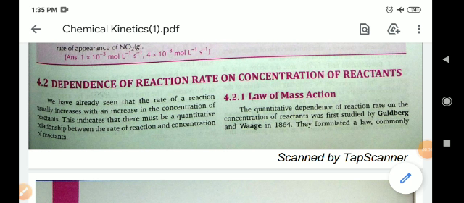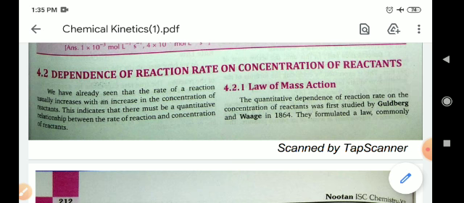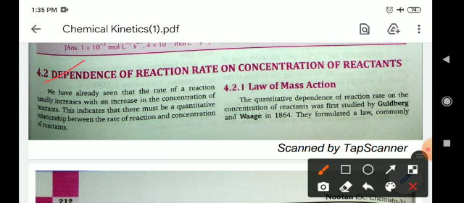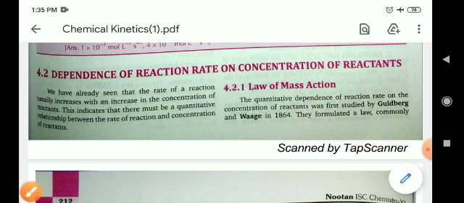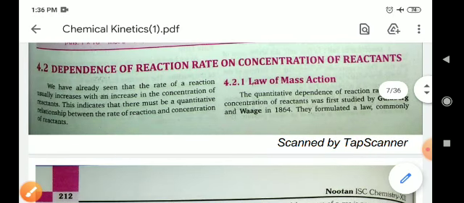Today in this class we will discuss the second part of the chapter chemical kinetics. Today in this portion we will discuss the dependence of reaction rate on concentration of reactants. Okay, so in this portion we will discuss firstly the law of mass action.